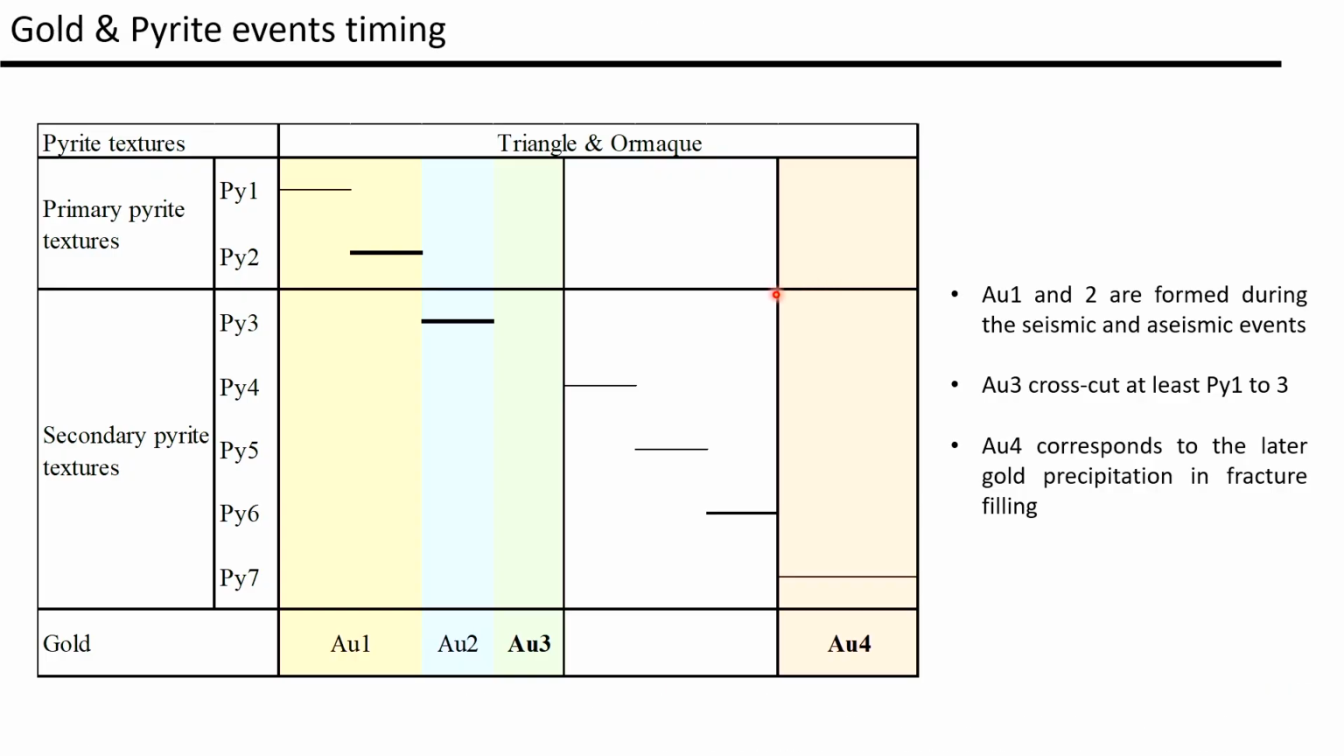So just to make an overview of the pyrite and gold events timing. First we have the gold 1 that is related to the primary pyrite textures. Then we have the gold 2 that is related to the Pyrite 3. Then we have the gold 3 that is the plane that crosscuts at least Pyrite 1 to 3. And finally, the gold 4 that is the latest gold precipitation event in the system.